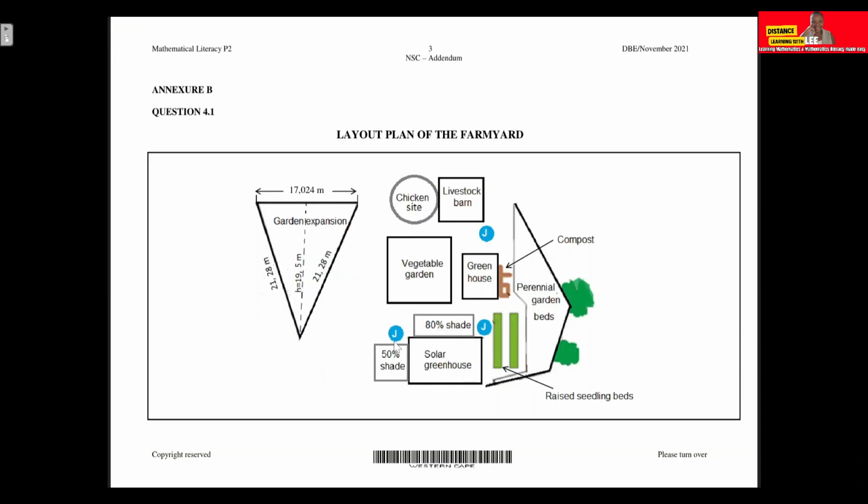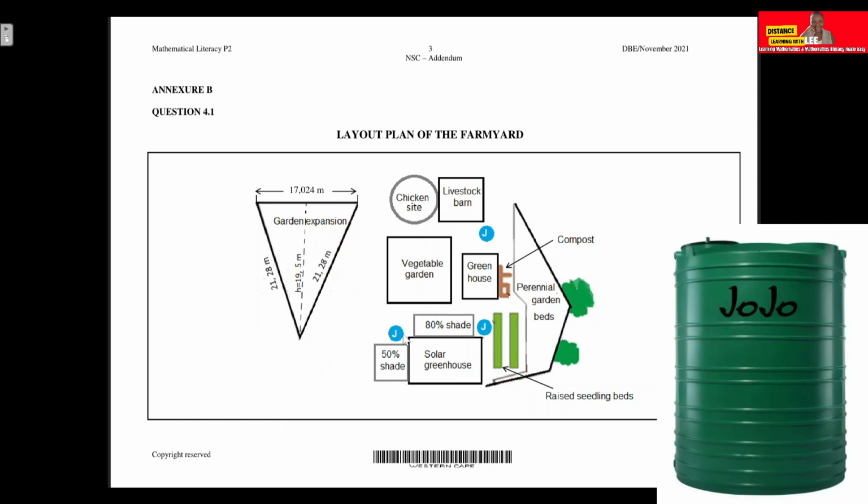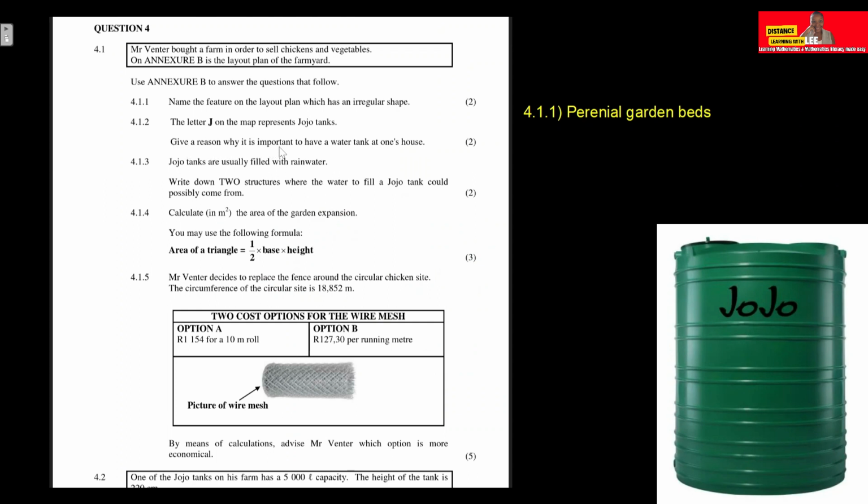The perennial garden beds. Question 4.1.2 says the letter J on the map represents Jojo tanks. So we see that this letter J shows that this is our Jojo tanks. There's a Jojo tank next to the livestock barn, next to the solar greenhouse, next to the raised seedling beds, and so on. Give a reason why it is important to have a water tank at one's house. So why would you think it's important to have a water tank, guys?